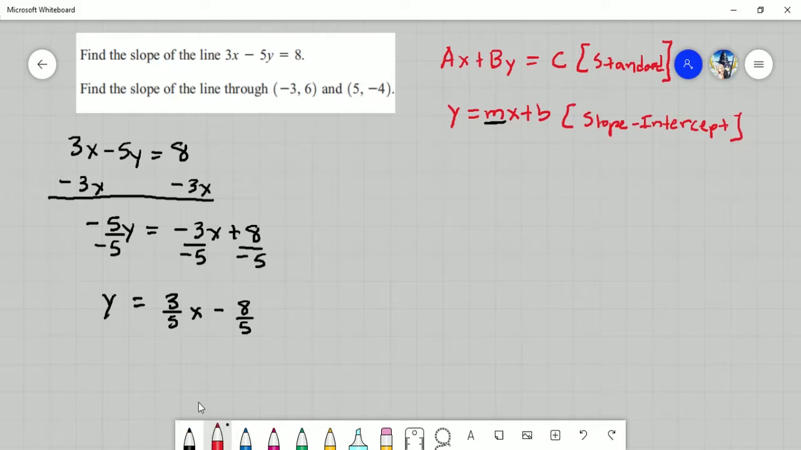So now that I have it in that form, y equals whatever, all I have to do is identify the coefficient that is with the x, and that is the 3/5. So therefore, my slope, or M, is equal to 3/5.